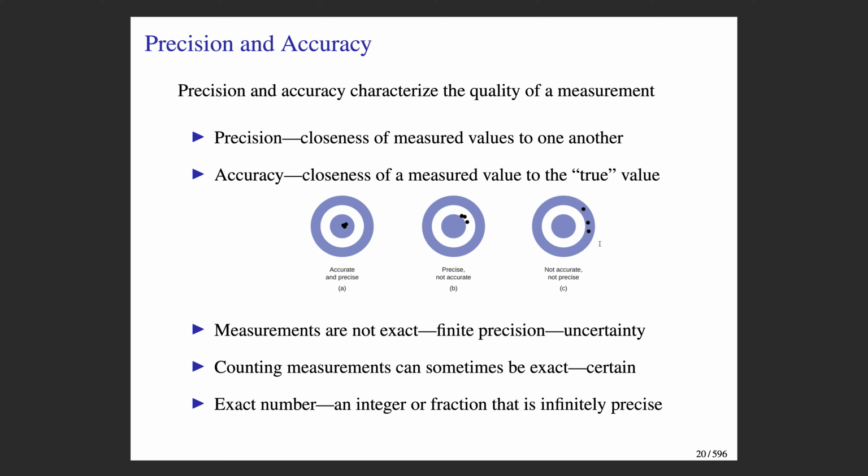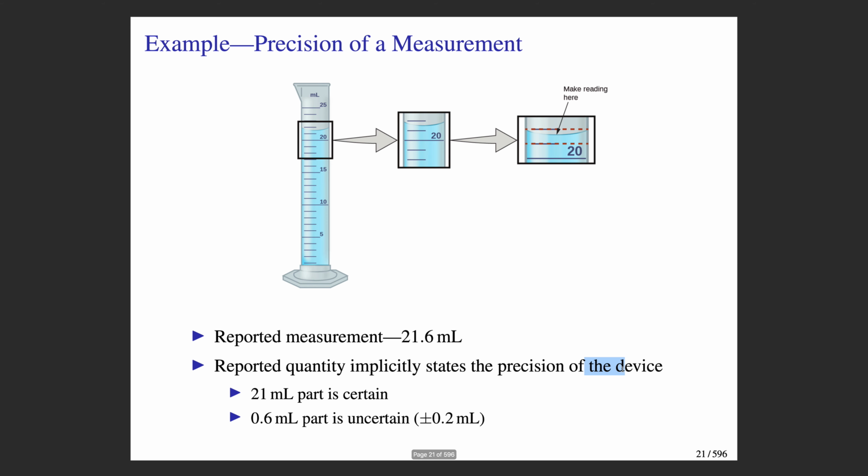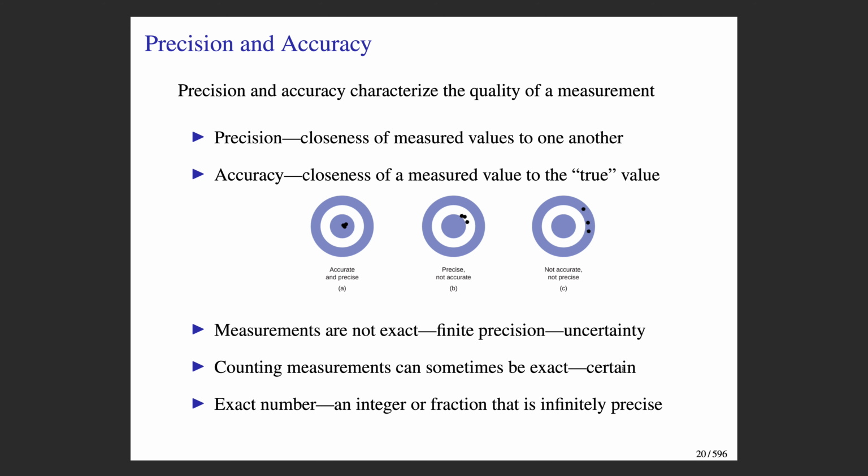There is no such thing as an exact measurement, so all measurements have some finite precision. There's always some uncertainty in the measurement. I should take that back. There are certain types of measurements, in particular counting measurements, which can be done precisely. So if you're counting in whole numbers, it is possible to get a precise count of something. So counting can sometimes be exact, which means that you're completely certain as to what the value of the measurement is.